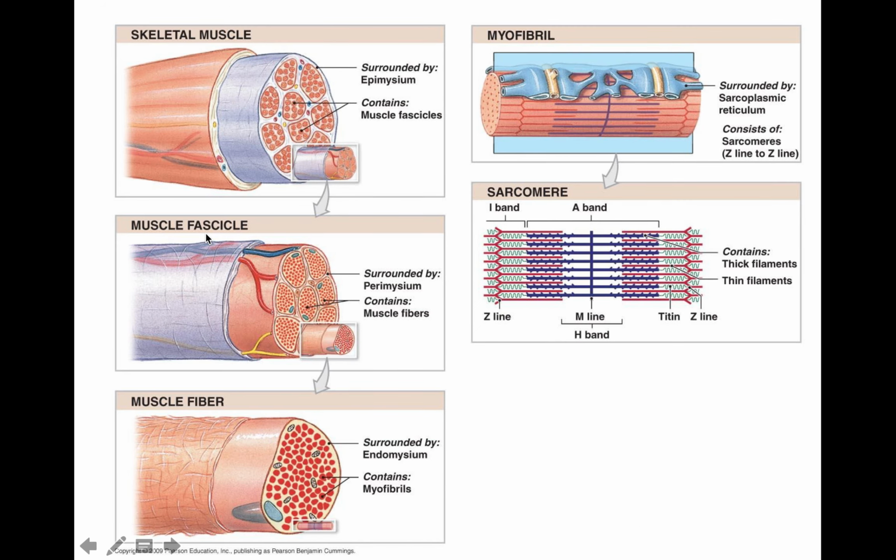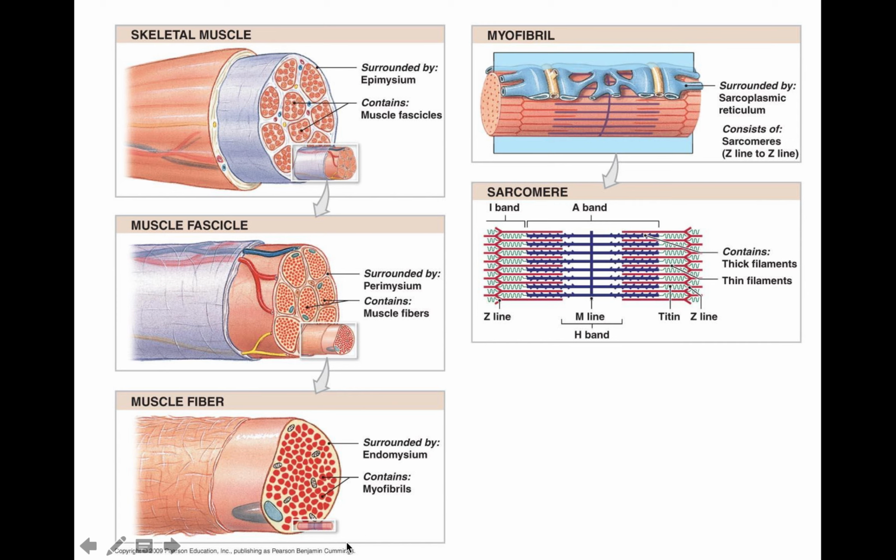Here's another diagram of that. I really like this picture because what it's doing is going from big to small. So what we just talked about is we were looking at sarcomeres, the smallest contractile unit of muscle. And our sarcomeres are made of our thick filaments, which are made of myosin, and our thin filaments, which are made of actin. So when we put more than one sarcomere together, we get a myofibril.